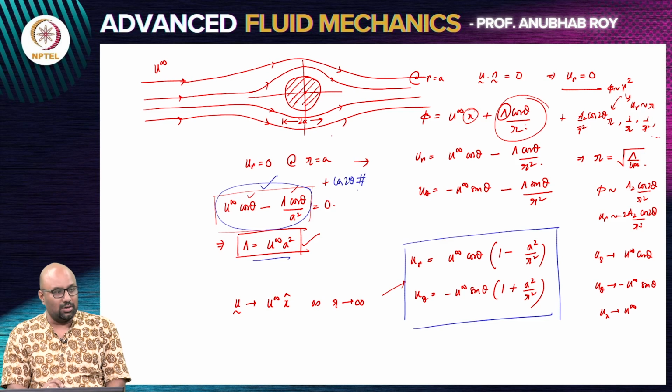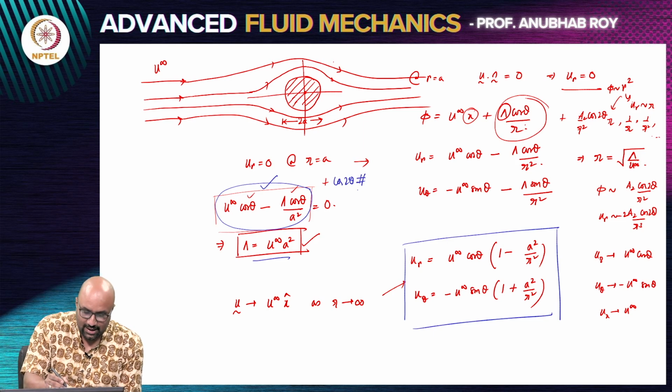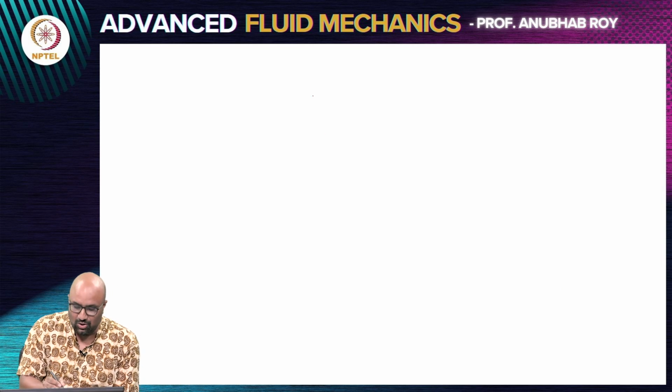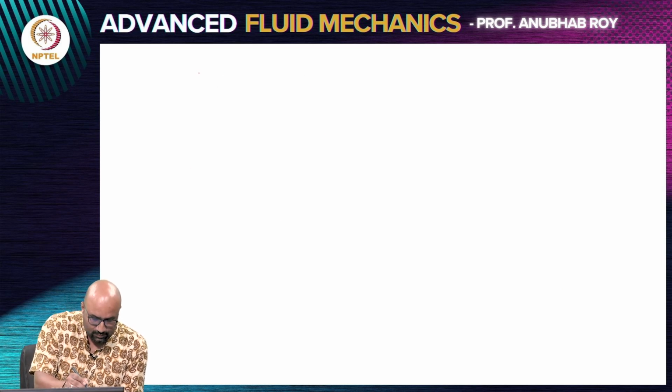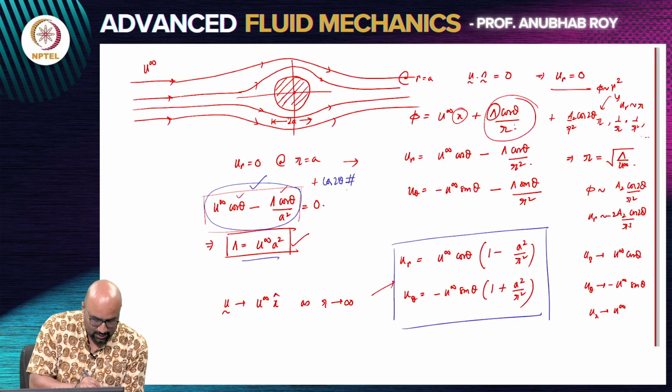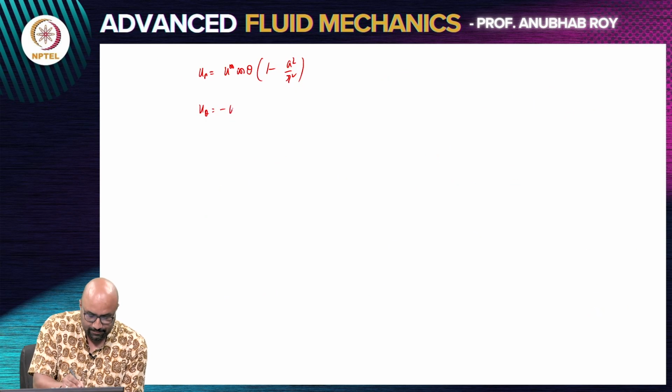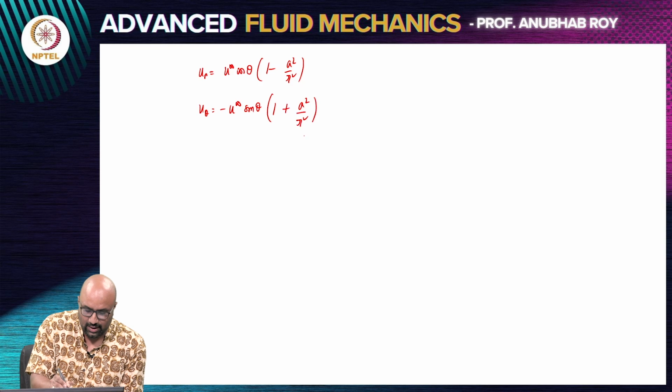Now, what about the tangential velocity? We never said anything about tangential velocity on the surface of the cylinder, because we are saying that the boundary condition is UR equals 0. So, UR is U infinity cosine theta (1 minus a square by r square), and U theta is minus U infinity sine theta (1 plus a square by r square).